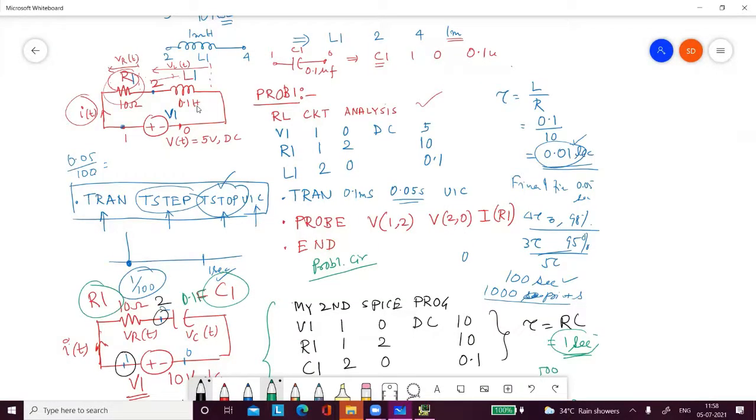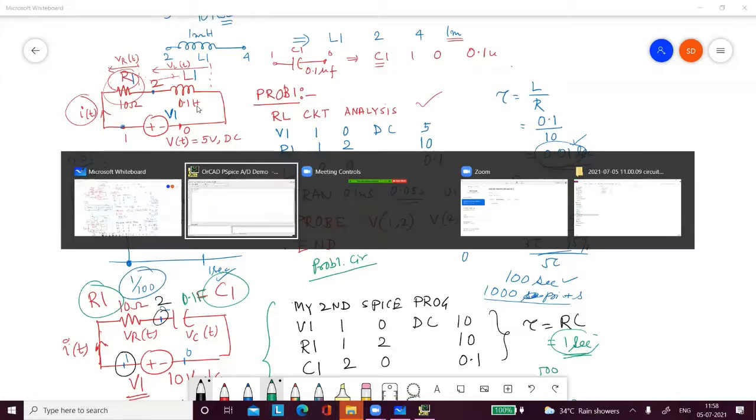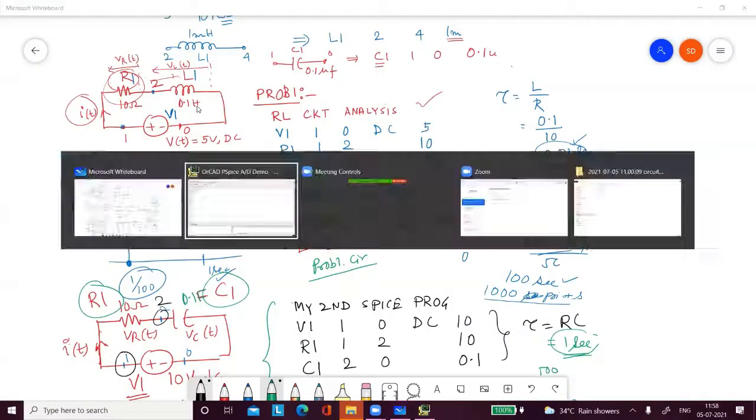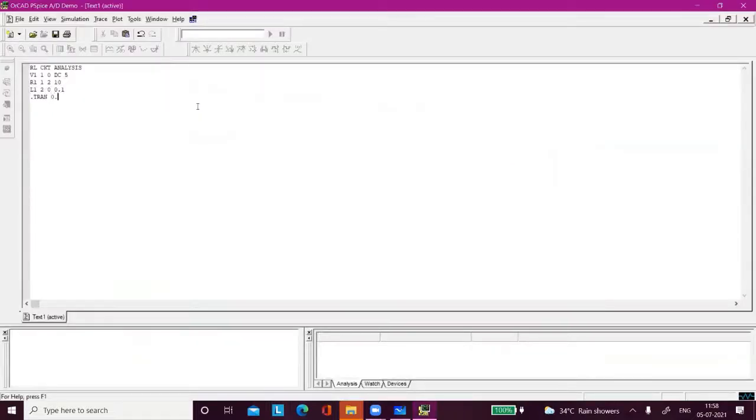Then the transient analysis. As you know, what is the time constant? It is 0.1 over 10, 0.01. So the final time should be 0.05. Okay, .tran. Then the time step is 0.1 millisecond. We intentionally took 0.1 milliseconds. Then the final time 0.05 seconds. You don't have to write UIC.